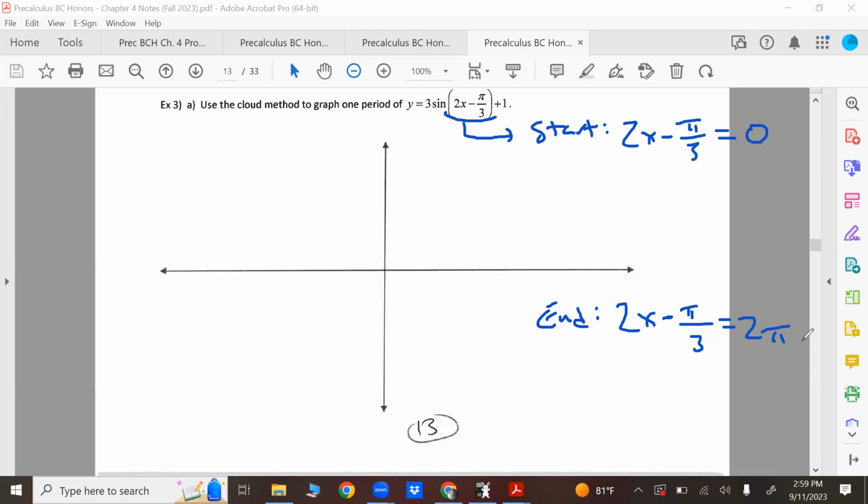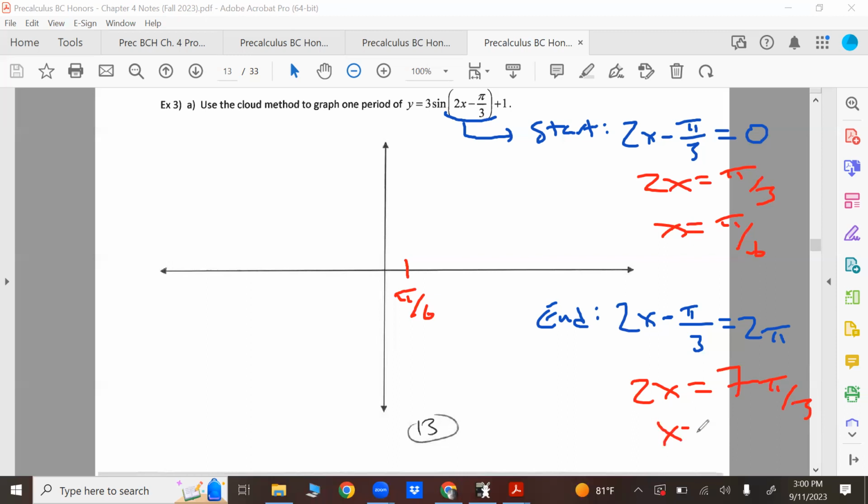Okay, start and end. Whatever's inside the parentheses or brackets, whatever the angle is, we're going to set it equal to 0 and 2 pi. It's going to take care of the period, and it's going to take care of the shift. It takes care of everything all at once. So when I solve it, 2x equals pi over 3, x equals pi over 6. I'm starting at pi over 6. Next up, 2x will equal 7 pi over 3. You see that? Because 2 pi as a fraction with 3 as its denominator is 6 pi over 3. Add pi over 3, you get 7 pi over 3. Divide by 2, you get 7 pi over 6.